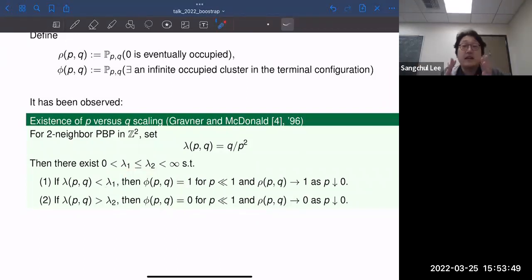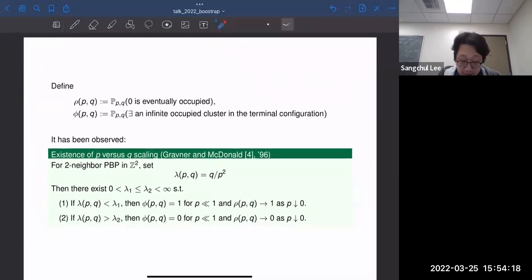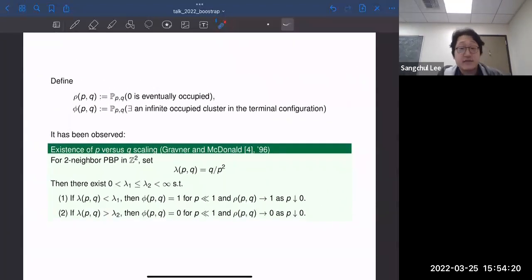the probability that the infinite occupied cluster exists in the terminal configuration is 1 for P sufficiently small, and actually the probability that the origin is eventually occupied converges to 1 as P goes to 0. On the other hand, if lambda is kept above lambda 2, then phi equals 1 for P sufficiently large, and rho converges to 0 as P goes to 0. So that's the result that Gravner and McDonald observed.